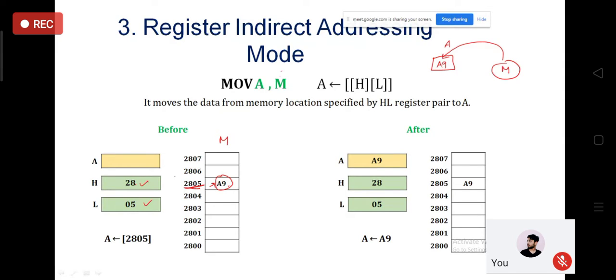You can see here the accumulator was blank, right? The accumulator was blank. But after execution of this code, you got this accumulator filled with certain values, that is nothing but the content of the address 2805.